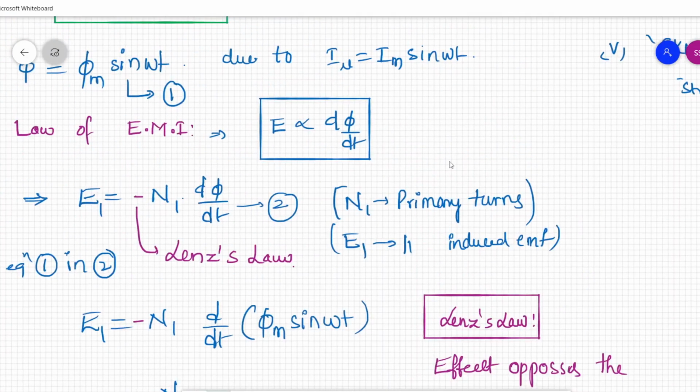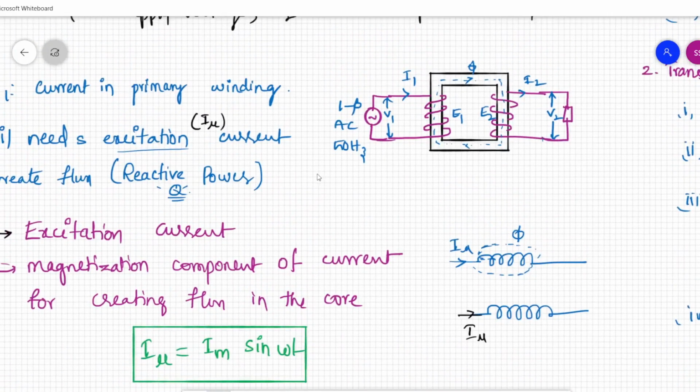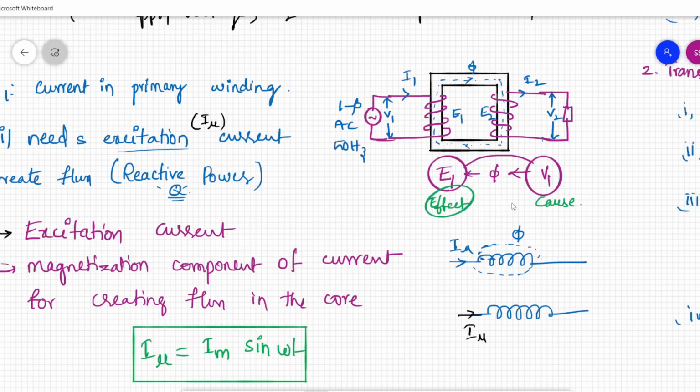So what is happening here is that E1 is happening just because of flux, and flux is happening just because of the supply voltage. That means E1 is indirectly happening just because of V1. So E1 is the effect here, and V1 is the cause of that effect. According to Lenz's law, this effect will oppose this cause. That means E1 is opposing V1. So this is the statement.